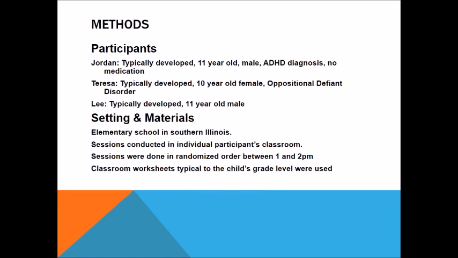Our study had 3 participants, Jordan, Teresa, and Lee. Jordan was an 11-year-old male who had been diagnosed with ADHD. He had no other disabilities and took no medication for his ADHD. Teresa was a typically developed 10-year-old female who had been diagnosed with oppositional defiant disorder. And Lee was a typically developed 11-year-old male. And all of the participants displayed a high frequency of noncompliance behavior.